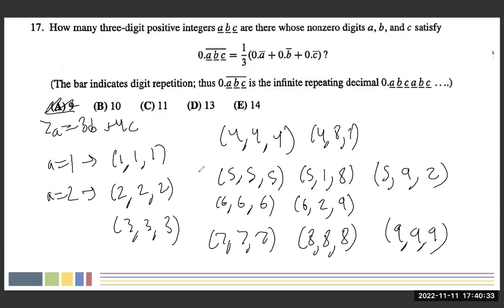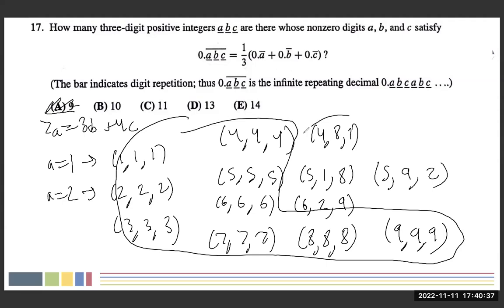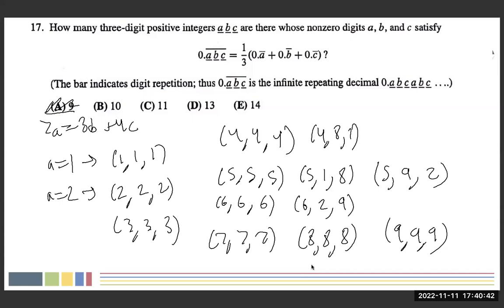And if you count all the solutions, that's just 9 of the repeating. These are all the repeating solutions, plus these 4, which are the different solutions, right? The ones where they're not all equal. And that gives us our answer of 13.